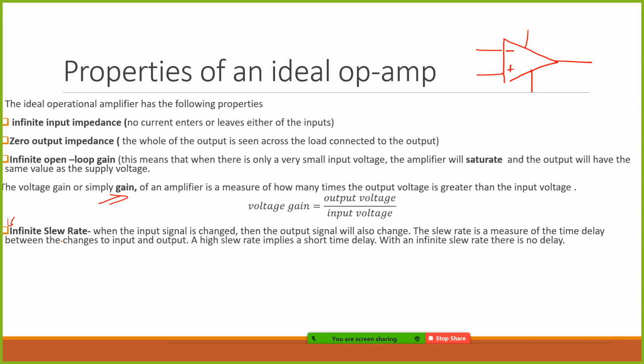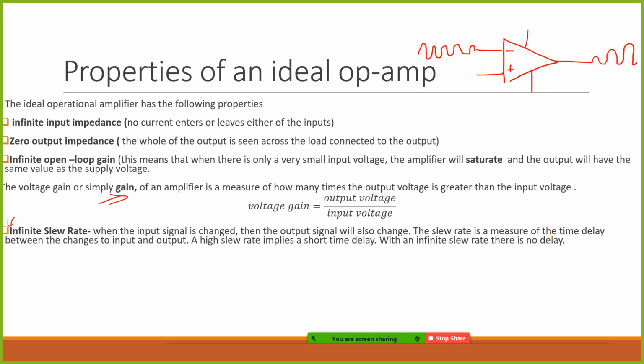Because what you have to understand is that when the input signal comes, imagine that this is your input signal, and we're talking about things like these, right? When this input signal comes to the terminal here, what we're saying is that there's infinite slew rate, which simply means that as soon as the input signal comes to this terminal, it is going to instantaneously allow it to be amplified, right? So in essence, we're saying that the time delay is little to none. It says that with infinite slew rate, there is no delay.